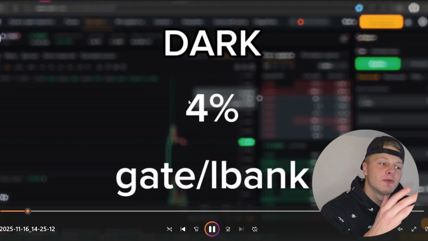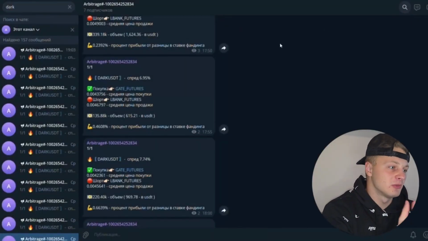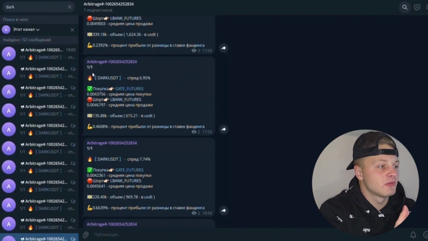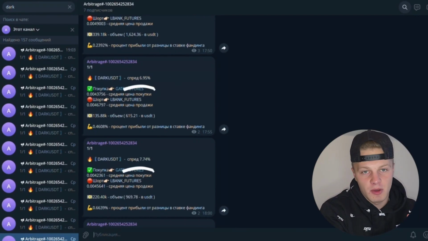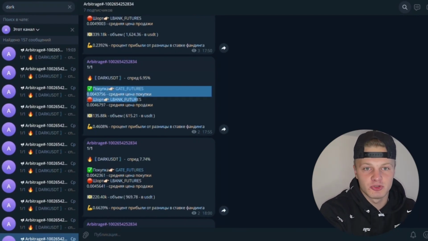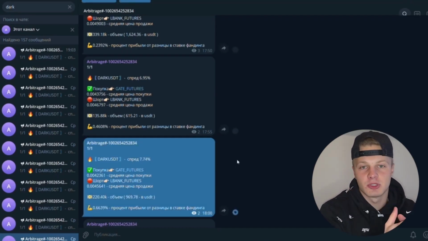The coin Dark, a 4% spread between Gate and LBank. Also, in futures arbitrage, we see that the Arbitrage Scanner sends a signal for the Dark token with a spread of almost 7% and 7.7%. But while I was getting in, while I was transferring the funds, the spread had already closed and was down to 4%, so we only entered at 4%.